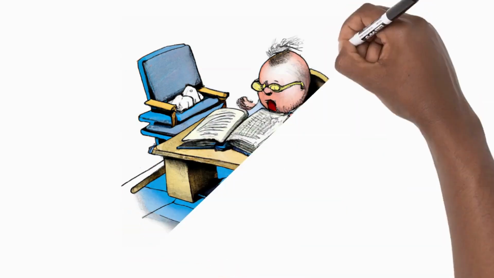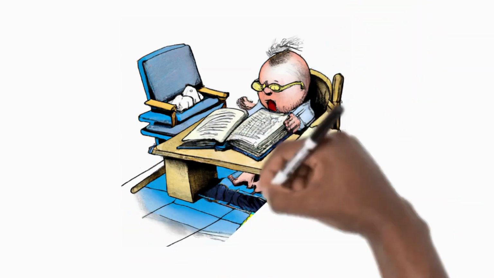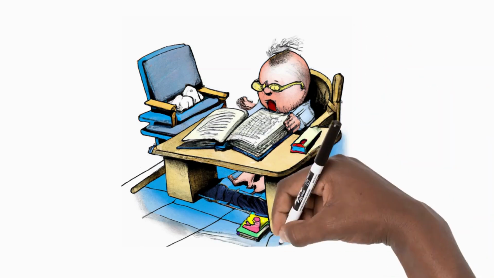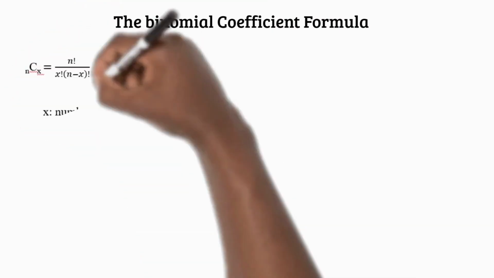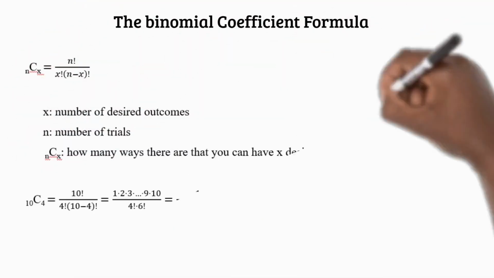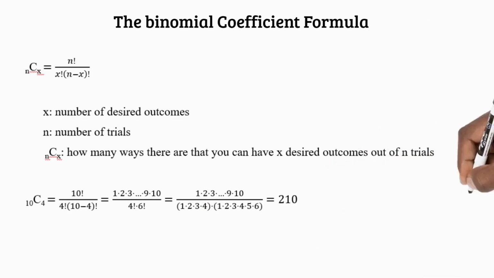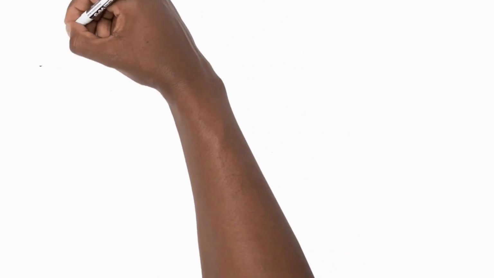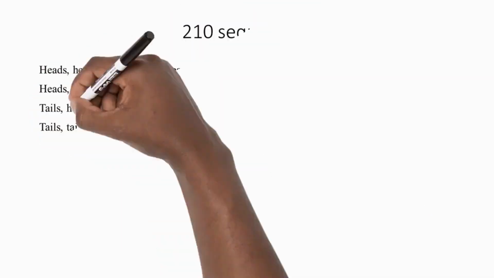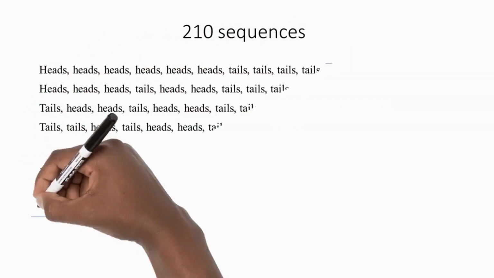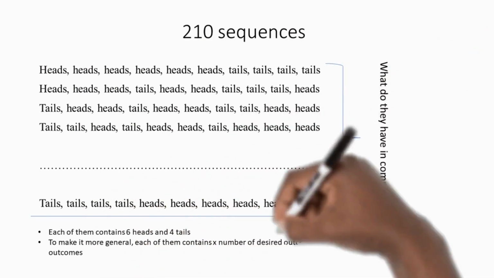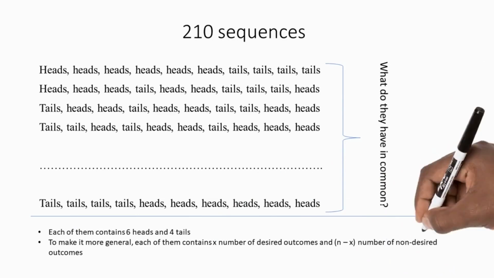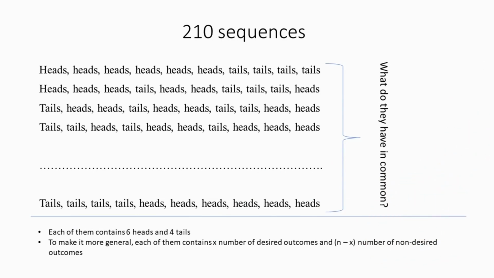So it opens its books and finds the binomial coefficient formula that can be used to calculate the number of all potential combinations. Here is the formula. We are not going to discuss it further, and it gives exactly the same result. However, as the child was reviewing the 210 possible combinations, it made a very insightful observation. Each of them contains 6 heads and 4 tails, or to make it more general, x number of desired outcomes and n minus x non-desired outcomes.